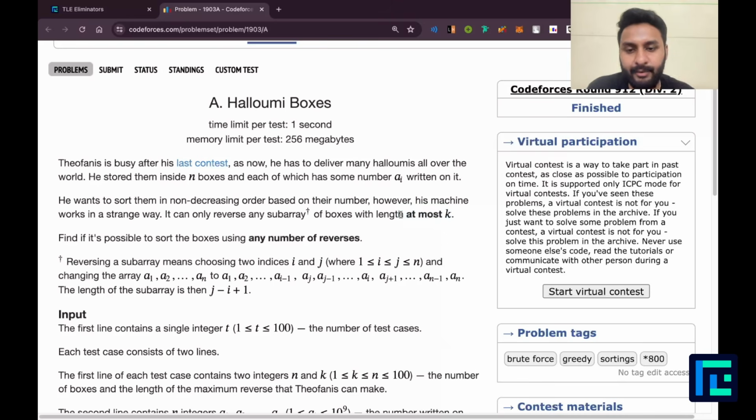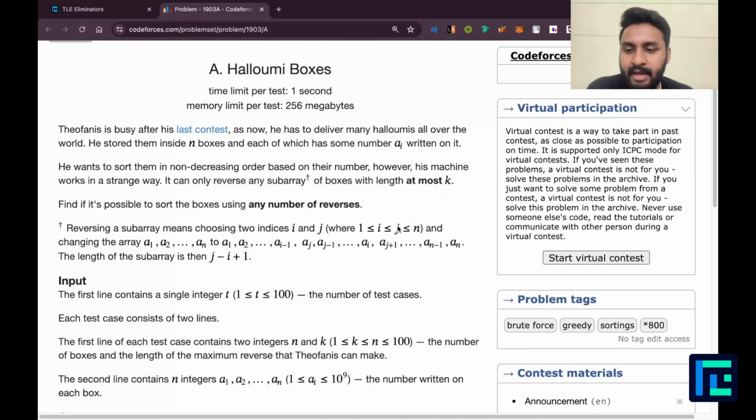So this is a very important point they have given. One thing they have said is subarray, and then they have said something about at most k. So we'll understand that briefly in the next part. Let's see what they are asking. They are saying find if it's possible to sort the boxes using any number of reverses.